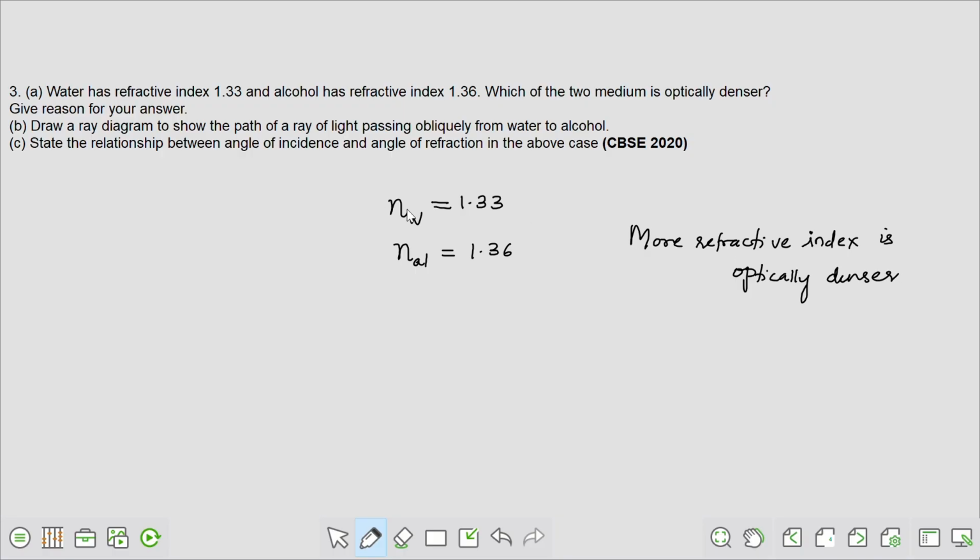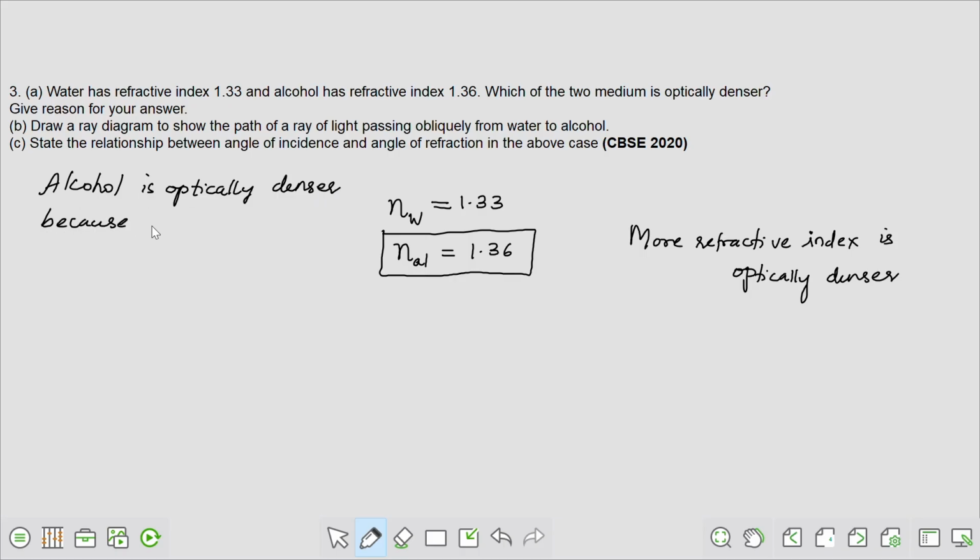So compare these two. When you compare these two, which is optically denser? Yes, alcohol is optically denser. Why is it optically denser? Because the refractive index is more compared to water. So alcohol is optically denser because its refractive index is greater than water. Okay.